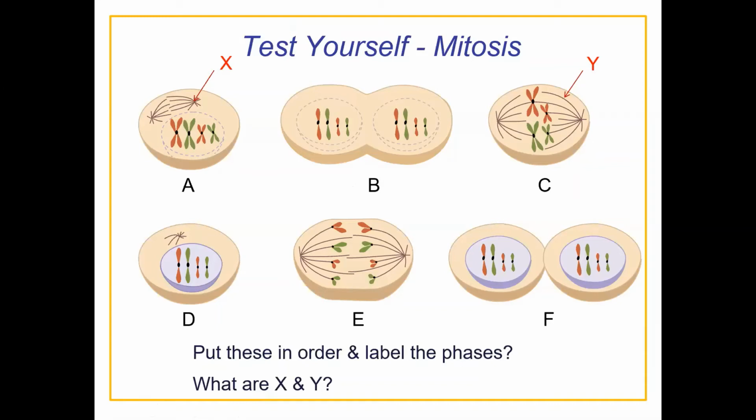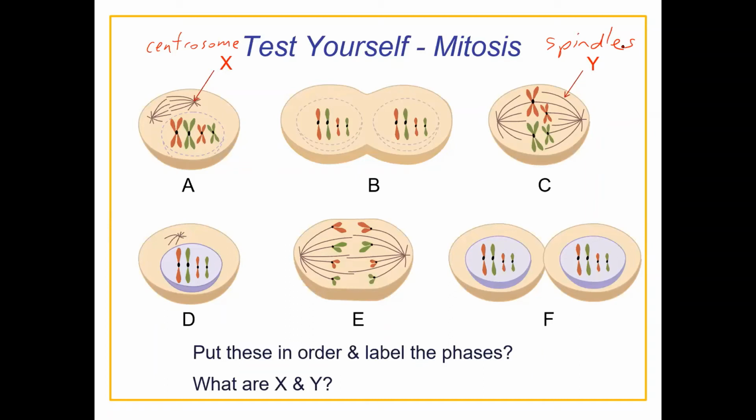So here's a nice little quiz thing we can try. It says, put these in order, label the phases, okay? And then what are X and Y? Let's start off with X and Y. Hopefully that is easy. So X is centrosome. Remember, they were also calling it the aster, and Y is the spindle fibers. Okay, so that's easy. Now let's put these in order.